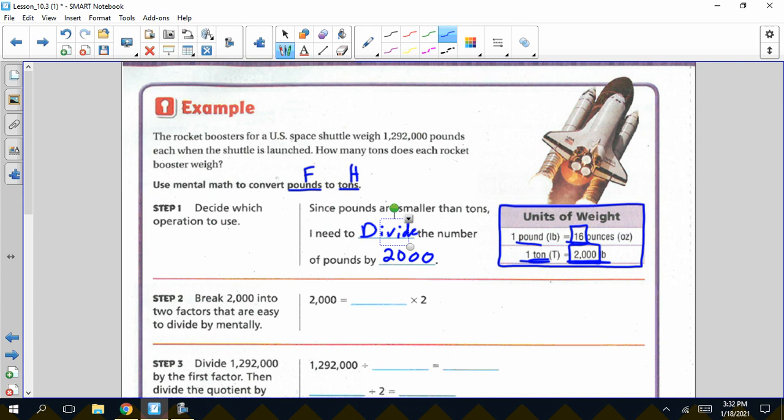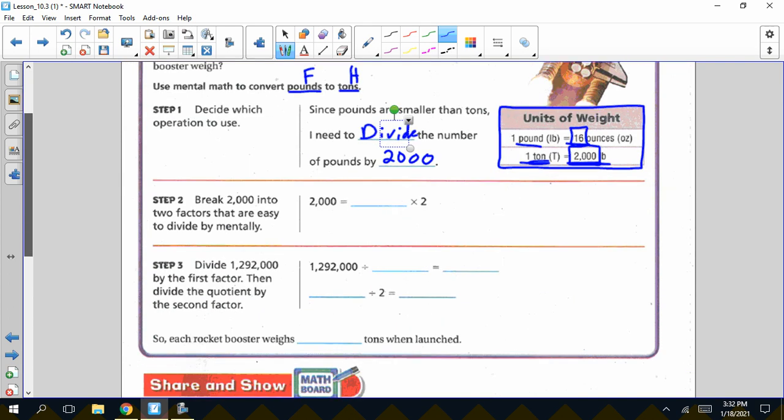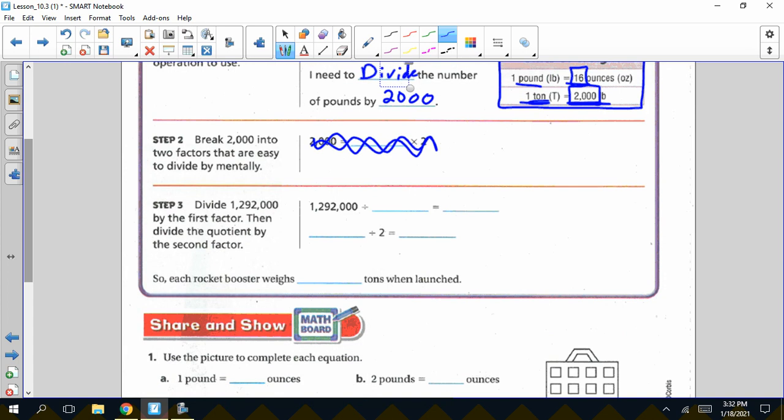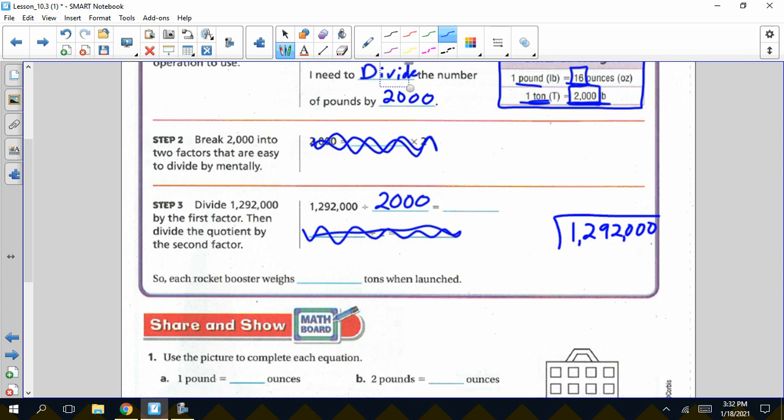We're going to skip step 2. They want us to break 2,000 into 1,000 twice, and we're going to go ahead and just divide it all at one time. So we're going to skip that step here as well as here. So we're going to divide 1,292,000 pounds by 2,000. So we have 1,292,000 divided by 2,000.